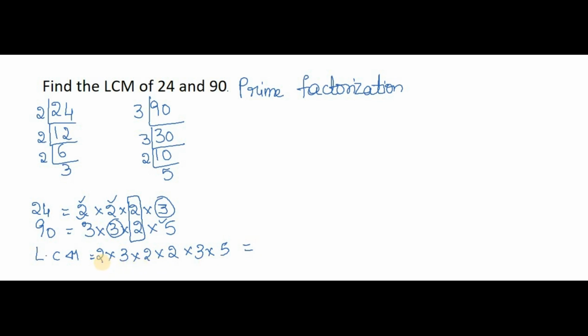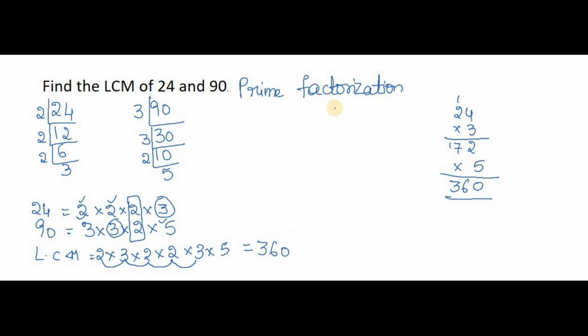Now start doing multiplication. 2 3s are 6, 6 2s are 12, 12 2s are 24, 24 3s are, we have to find out. 3 4s are 12, 3 2s are 6 plus carry 1, 7. 2 into 5. 5 2s are 10, 5 7s are 35 plus 1, 36.